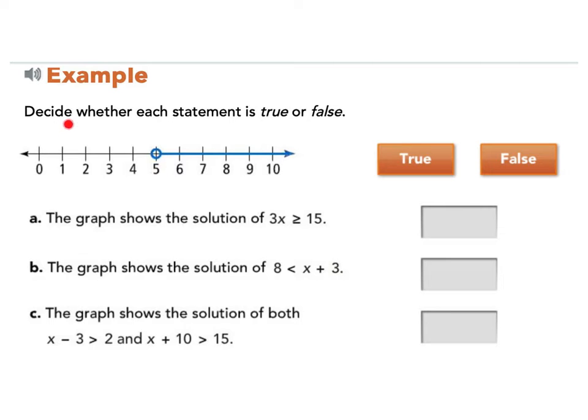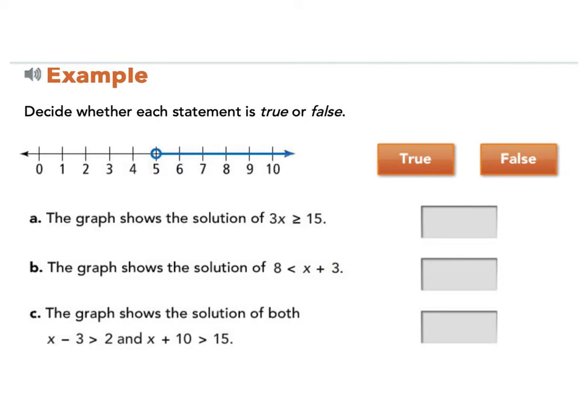Okay, decide whether each statement is true or false. So here's a graph. First, what I would suggest is think, what does this graph show? Well, there's a couple things. One, it's pointing to the right, so therefore it has to be something about greater than, right?